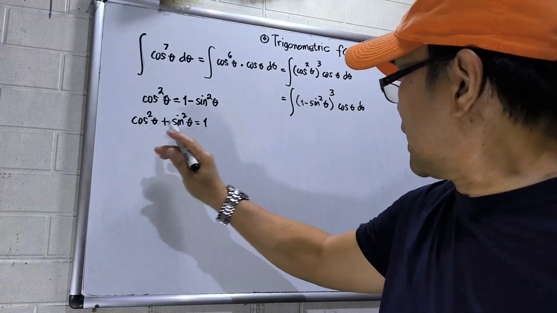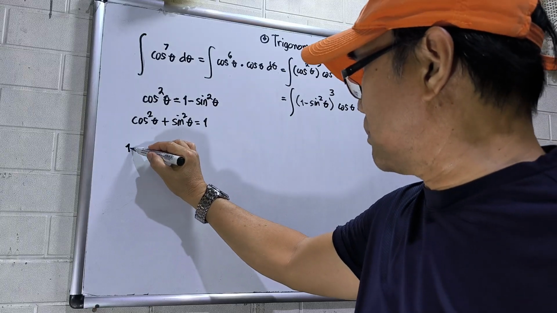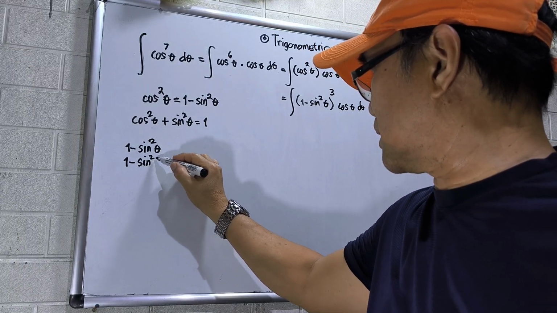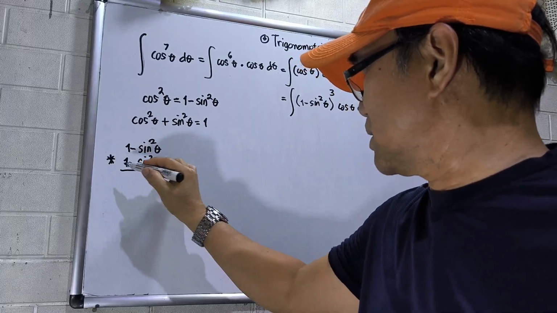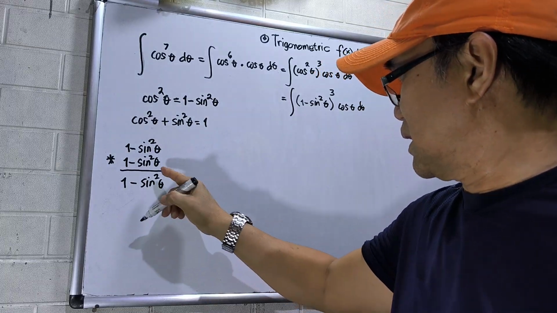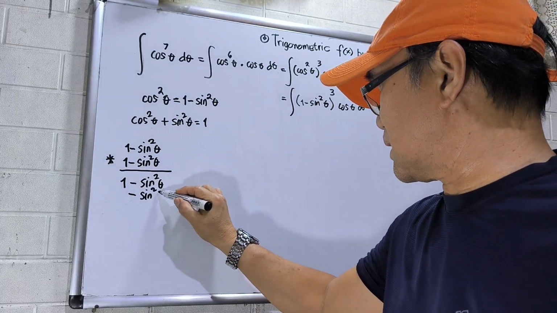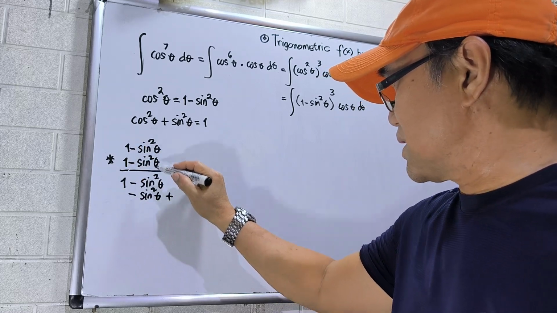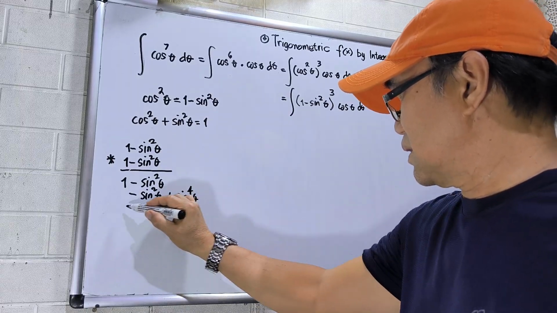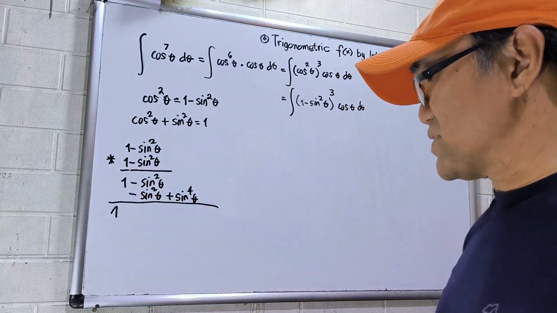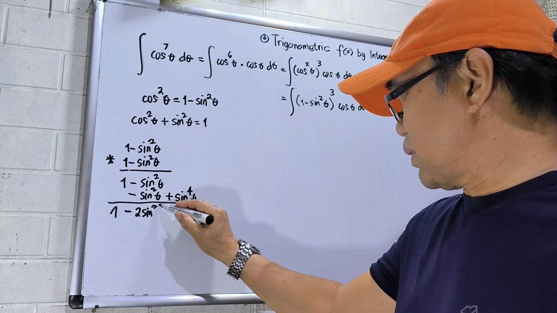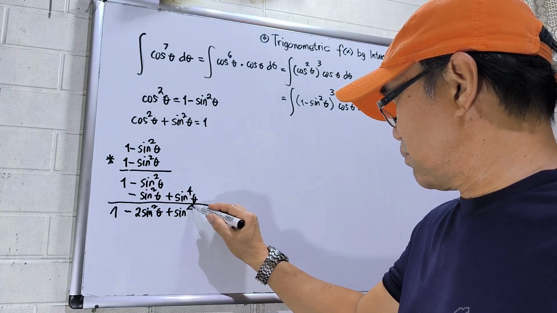Okay, using our algebra, I have to multiply 3 times. So this will be 1 minus sine squared theta, then 1 minus sine squared theta. Okay, this will be multiplication. So 1 times 1 is 1. Then minus sine squared theta, then minus sine squared theta. Then minus times minus will be plus sine squared theta times sine squared theta, that will be sine to the 4th theta. So bring down 1. Then minus sine squared theta minus sine squared theta, that will be minus 2 sine squared theta plus sine to the 4th theta.